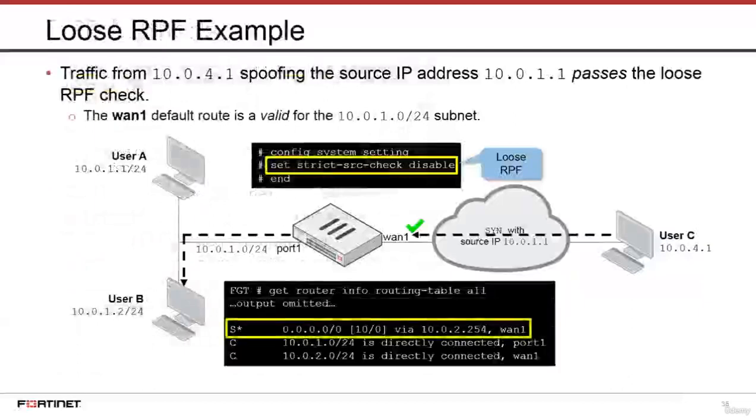In the example shown on this slide, 10.0.4.1 sends a SYN packet to 10.0.1.2, but spoofs the source IP of 10.0.1.1. This makes the packets appear to be initiated from the internal network behind port 1. Loose RPF allows this traffic because the active route on WAN 1 is the default route.